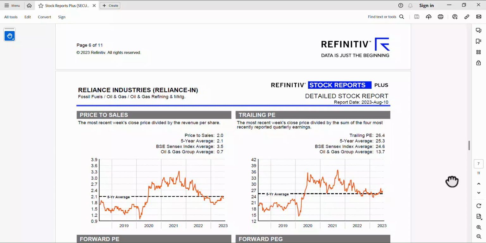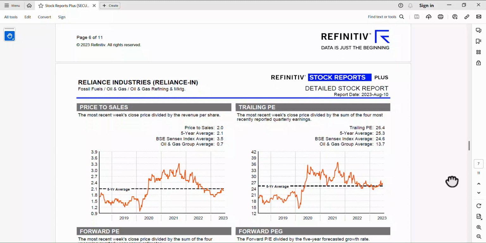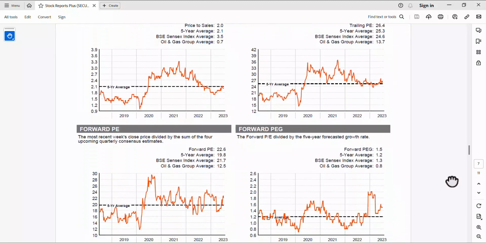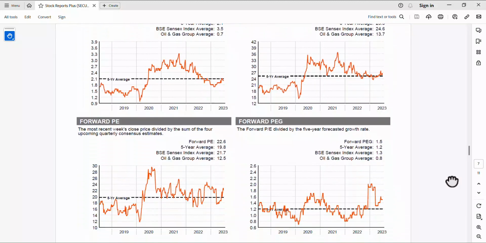The stock was trading at a very high P ratio, forward P ratio, price to sales ratio. But now the stock has come down. It is available cheaper. So it's the right time to buy it. Okay. Then look at the forward P ratio. The forward P ratio was also higher earlier, but now it is a bit elevated.